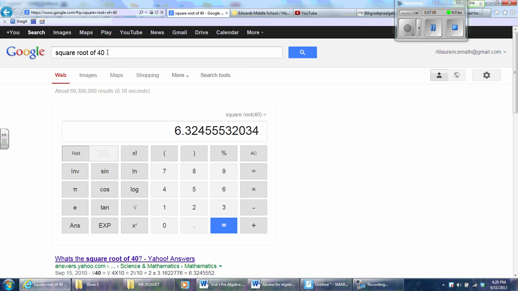And look at that. I got 6.324555. That's a pretty darn good estimation. If I subtract off mine, 6.3, look at that. I'm off by 25 1/1000ths. And I'm off by just a little over 2 pennies. Think about that. That's a pretty powerful tool.